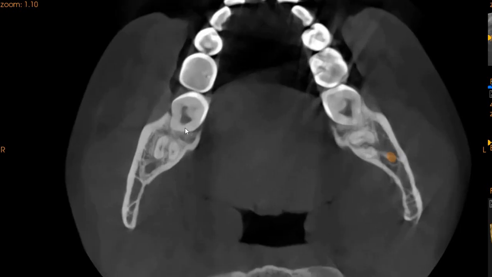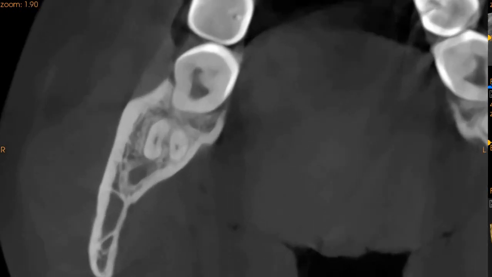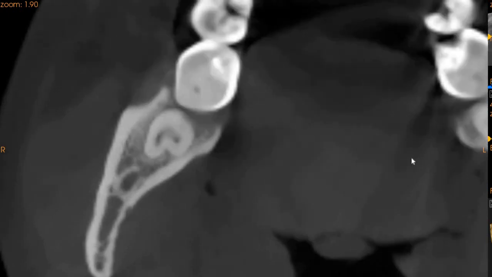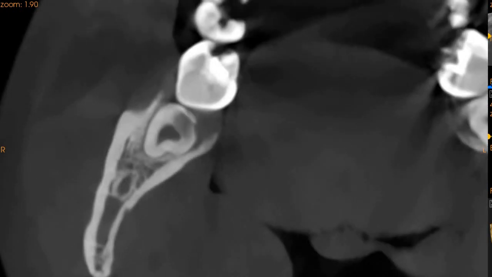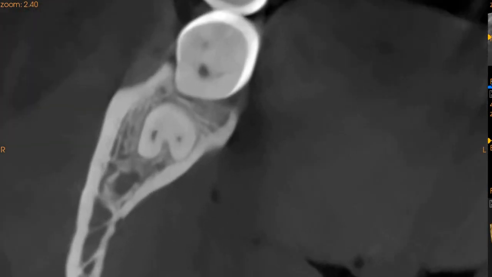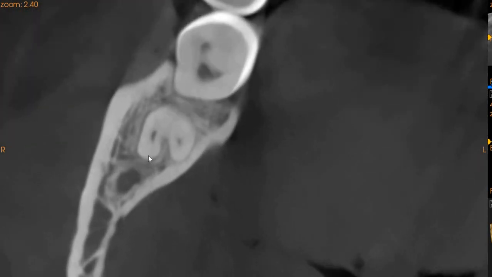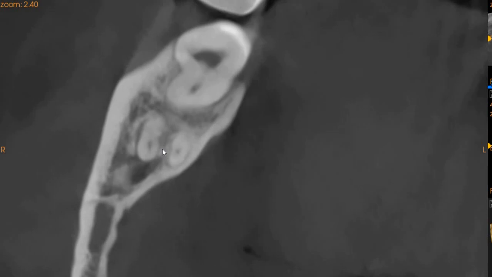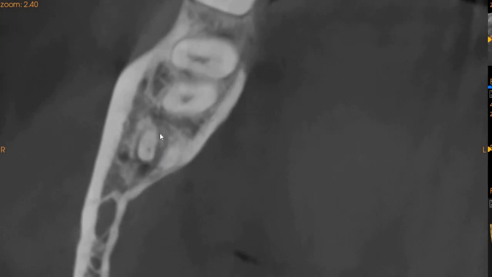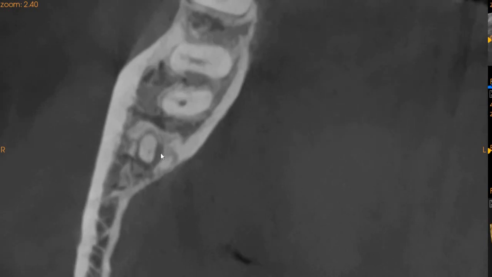I'm going to zoom in, and I want the doctors to notice how the inferior alveolar canal moves. So this is the inferior alveolar canal. As we are moving superficially, the canal is quite significantly distally present. But as we move apically, we can actually see that the canal goes right in between the two roots. This is the canal right here. It actually is right here.